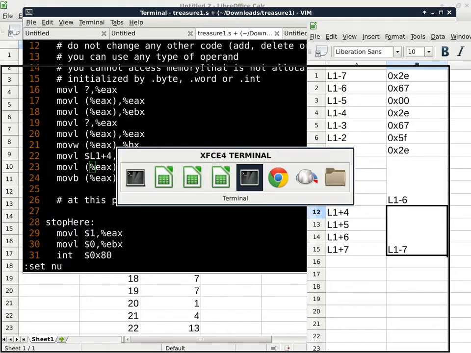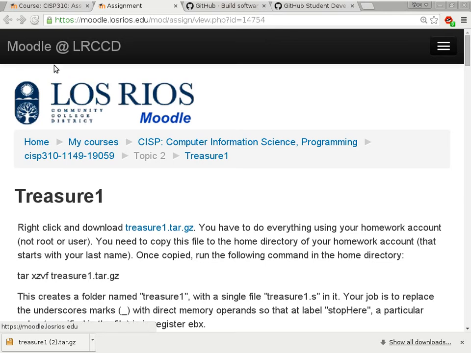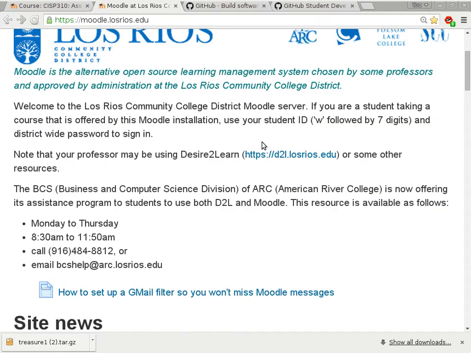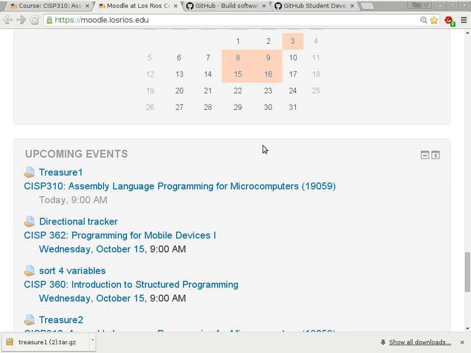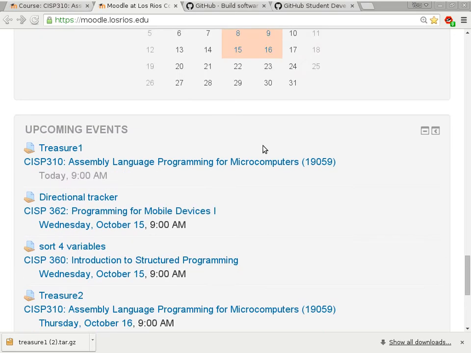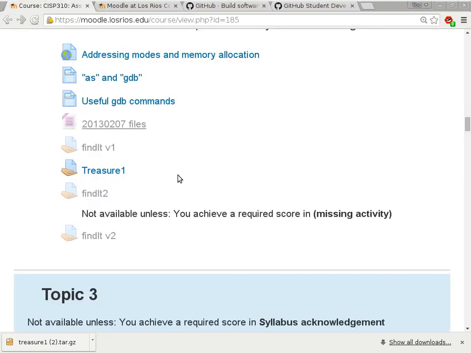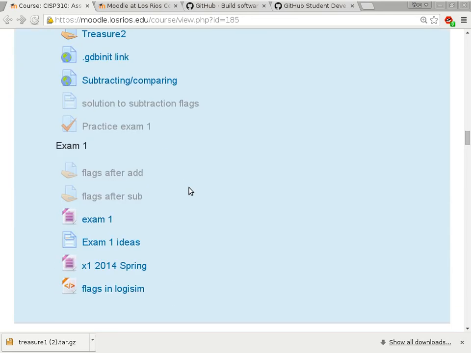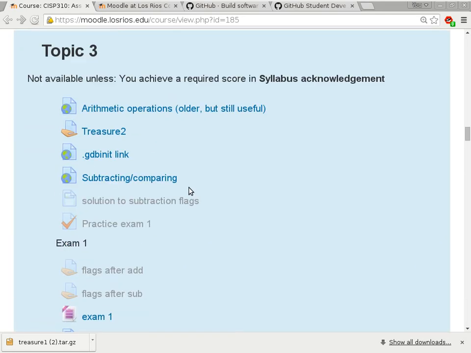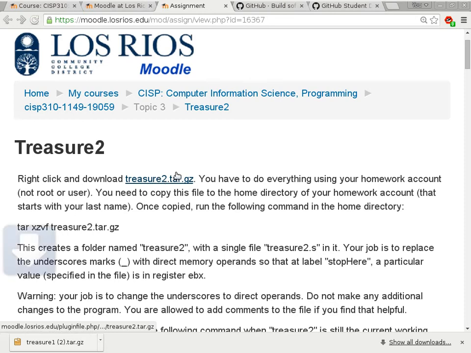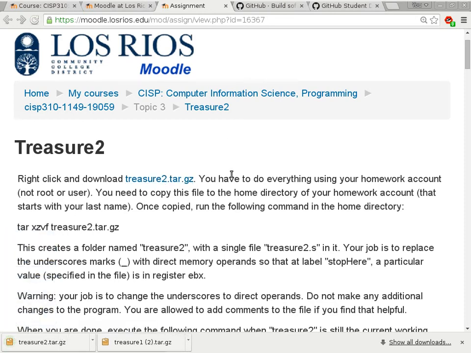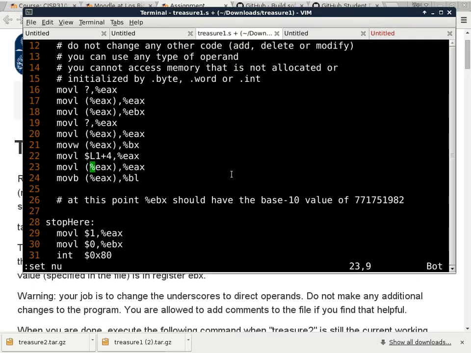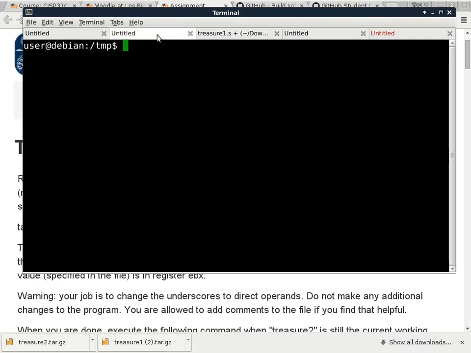And then we're going to move forward to talk about Treasure 2, which is your next homework assignment. Treasure 2 is a little bit like Treasure 1. It's not identical, but it's pretty close with one little twist. Okay, so we'll go ahead and download treasure2.tar.gz. It has almost exactly the same structure as the other homework assignment, and I'm going to use this tab here to take a look at that one.